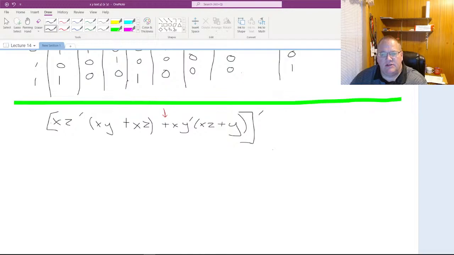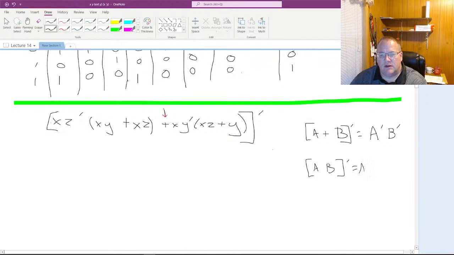So let me do De Morgan's here. A or B, not, equals A not, B not. And then we can do the exact same thing: A, B, not equals A not, or B not. And that's exactly how it's written, and it works.